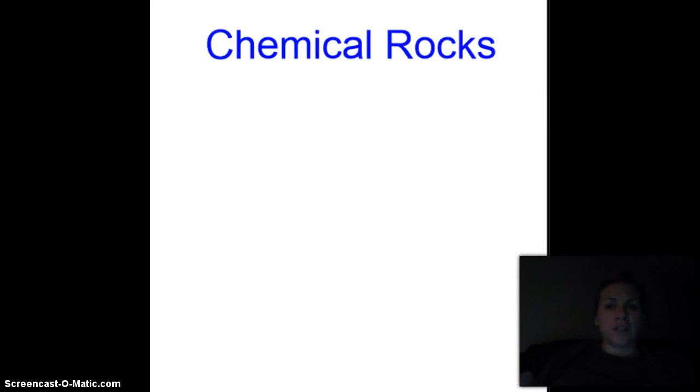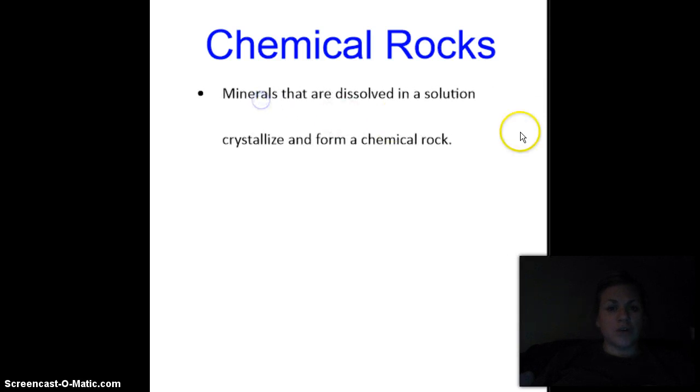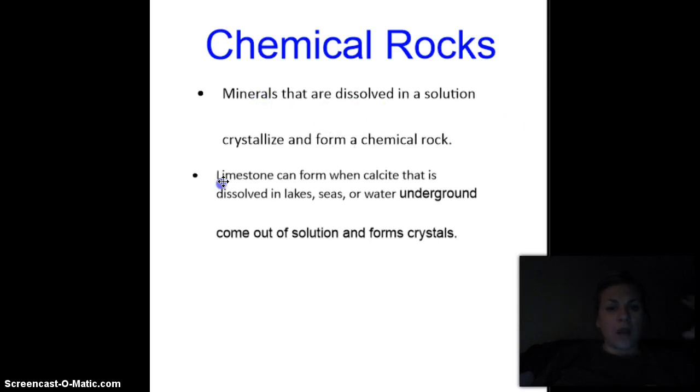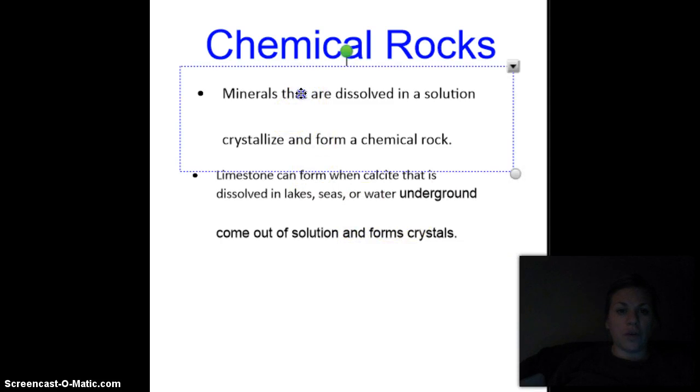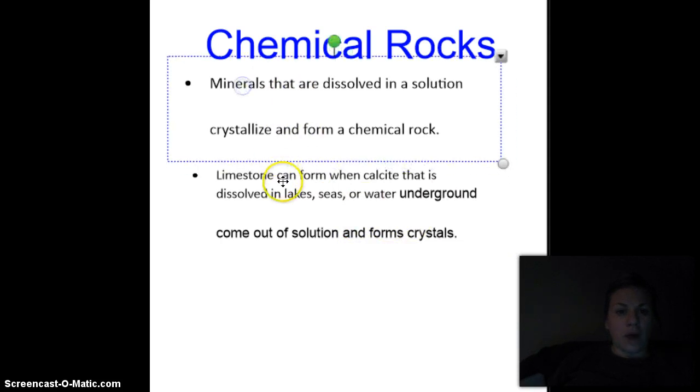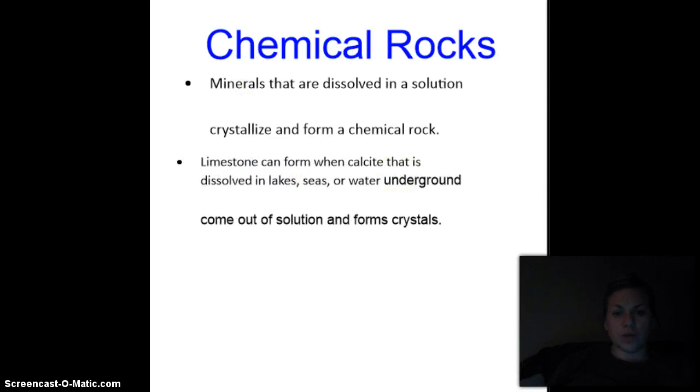Chemical rocks is our last piece of sedimentary rocks. These minerals are dissolved in a solution, crystallized, and form a chemical rock. Limestone can form when calcite is dissolved in lakes, seas, or water underground and comes out of a solution and forms crystals. Now, basically, there's different kinds of formation of limestone. It's when the calcite is dissolved in these lakes and underground areas and will form. Minerals are dissolved in the solution to form a chemical rock, and this chemical rock is going to have some crystals kind of form to it.